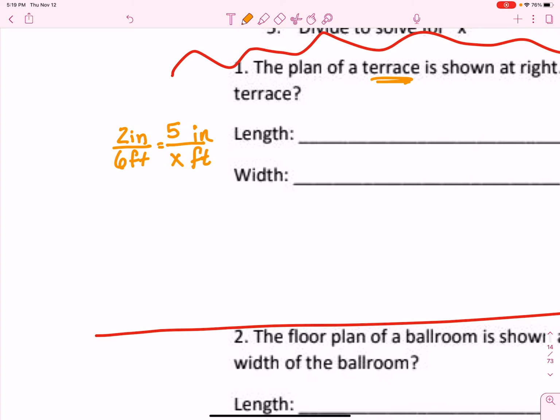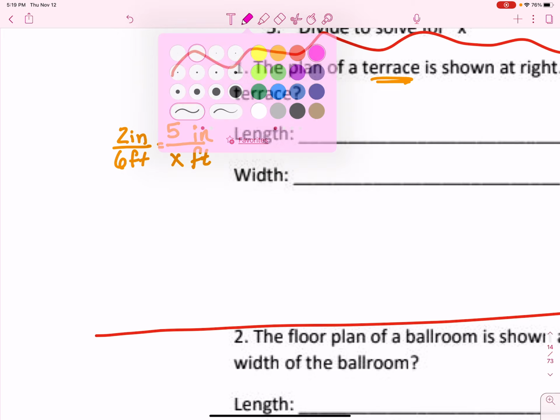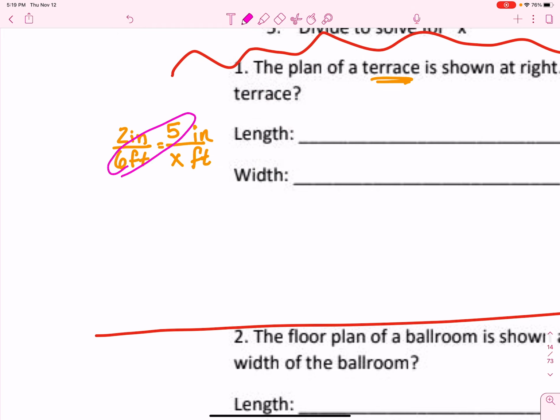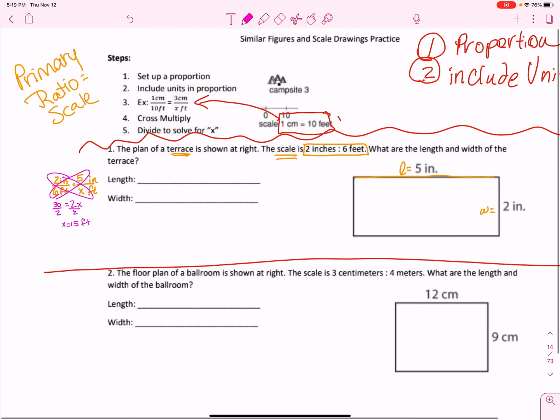So here's my unknown value. Now to solve for that, I'm going to cross multiply. 6 times 5 is 30, and 2 times my unknown is 2x. So 2 times something gives me 30. My opposite operation there is division. So x is going to be 15. 15 what? 15 feet. So the length of my drawing is 15 feet. That's going to be the real porch. Obviously, the real porch is not 5 inches long. That's crazy.